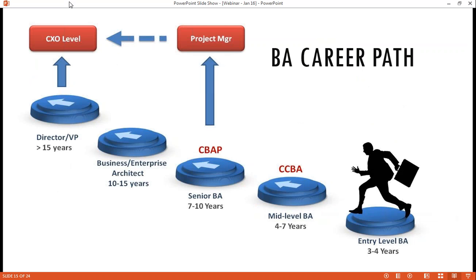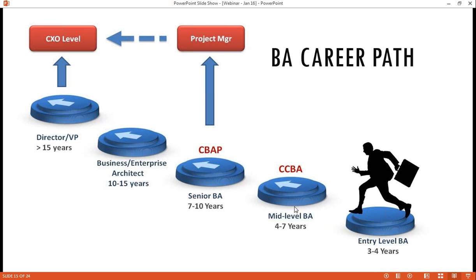All right, let's look at a BA career path. Once you become a BA, where are you headed? How far can you go as a BA? An entry-level BA has about 3 to 4 years of experience, and then you can become a CCBA, which is the Certificate of Competency in Business Analysis, and then at 7 to 10 years, you can do the CBAP.